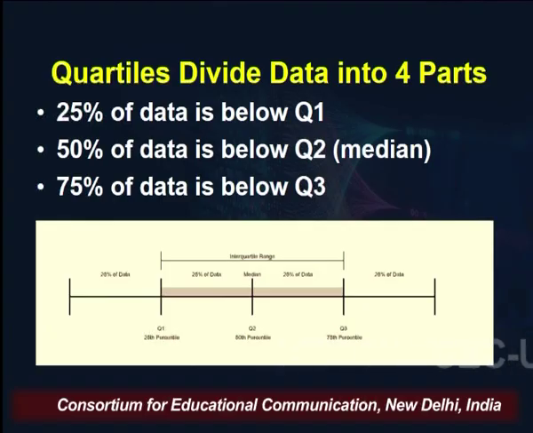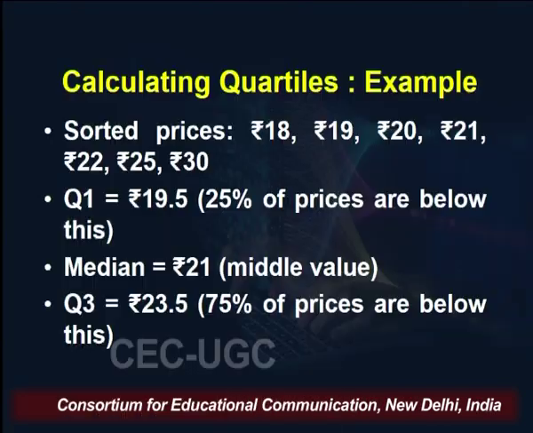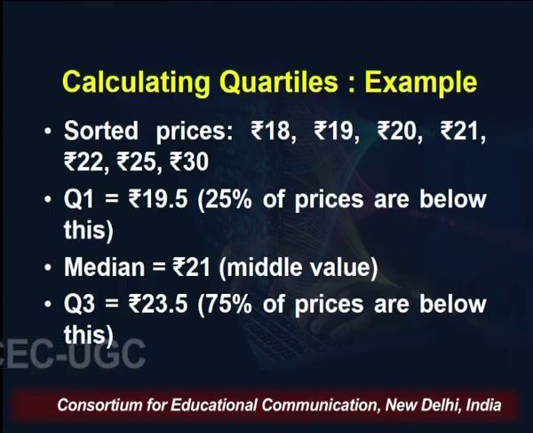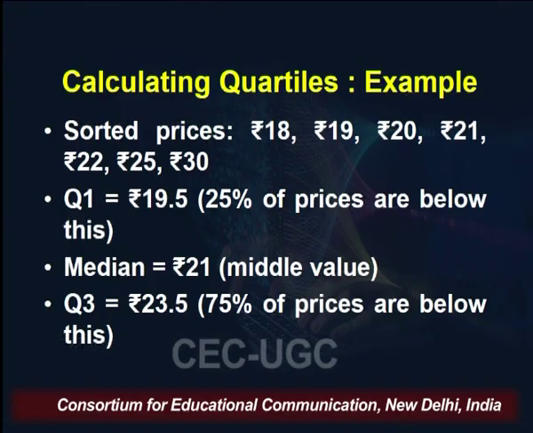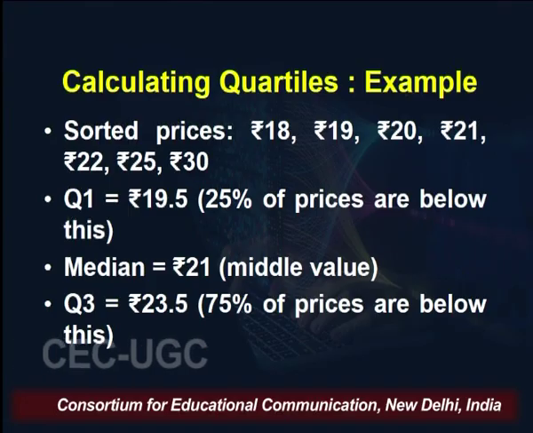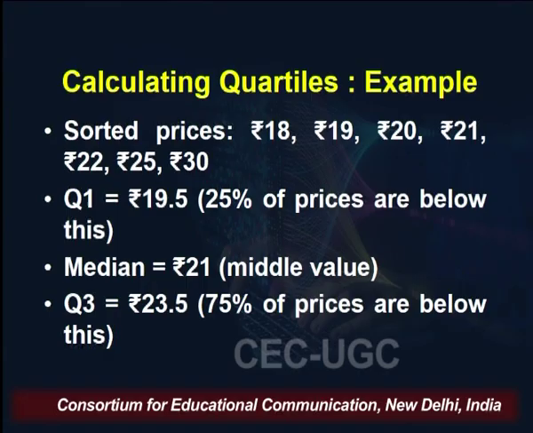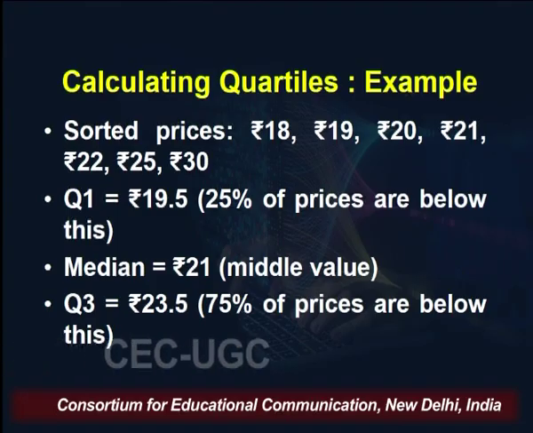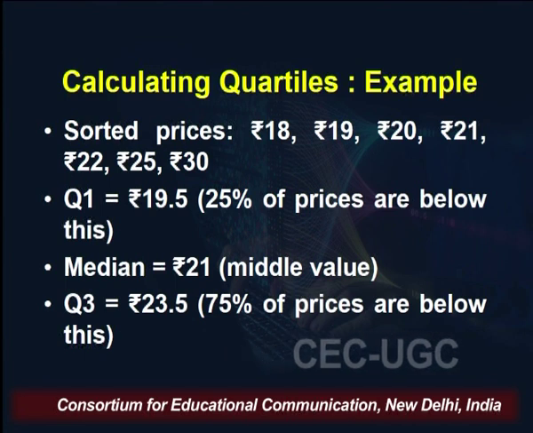Now let's take an example and calculate quartiles. We have our sorted prices, and this is the main point here. The prices here are sorted. So if we have prices as 18, 19, 20, 21, 22, 25 and 30, how do you calculate the first quartile? We can see that the middle value is 21. Since it has 7 values, the fourth point is the median. So 50% of the values fall below rupees 21 and 50% of the values fall above 21, which are 22, 25 and 30.